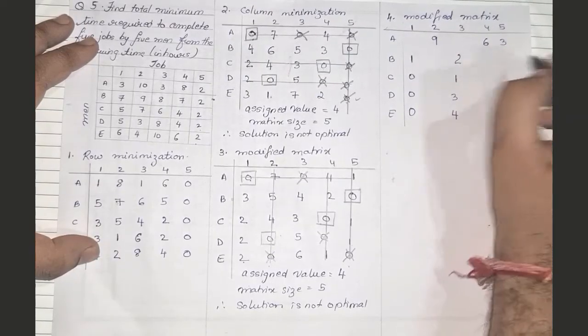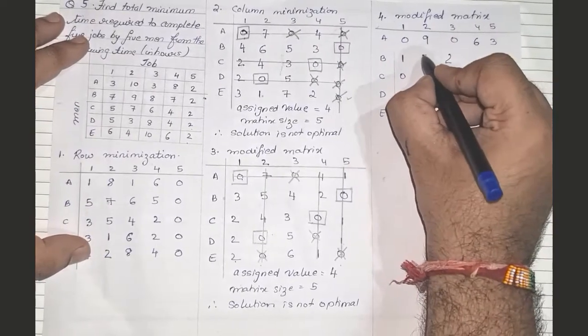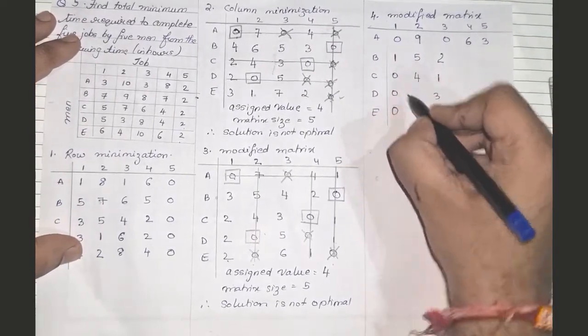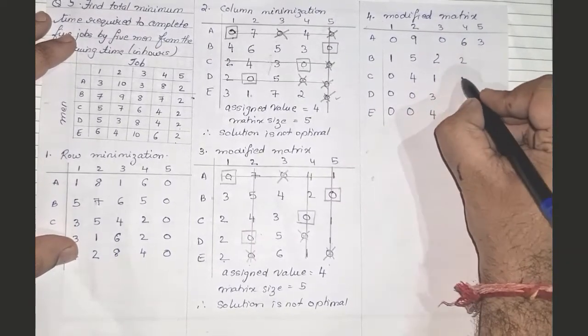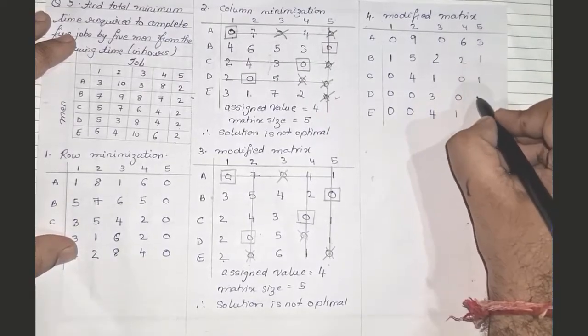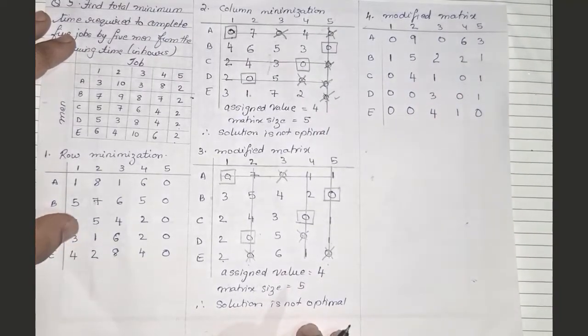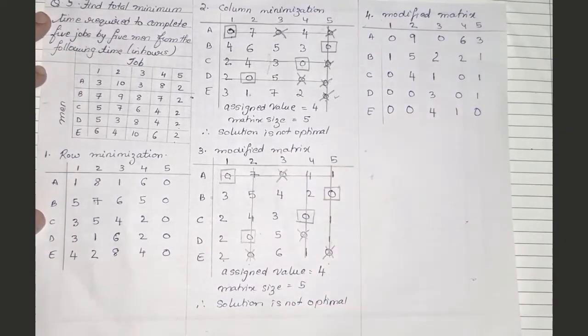All other values will remain as they are, so it will be 0, 0, we have 5, 4, 0, 0. Here we had 2, 0, 0, 1, and lastly it will be 1, 1, 1, 0. Okay, so here we have again created the modified matrix. Again we'll do the assigning of the zeros.